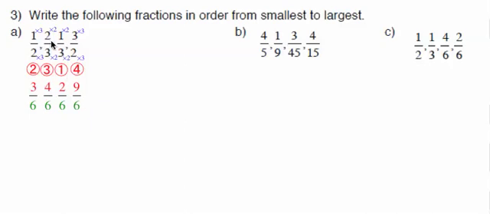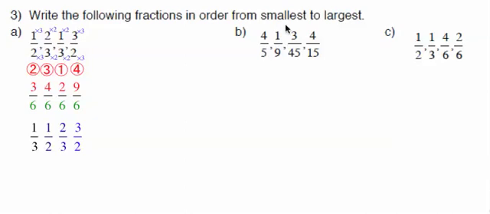Okay, so they're asking us to write these fractions in order, not the new fractions, right? So we're going to say, okay, the 1/3 is the smallest, then the 1/2, then the 2/3, then the 3/2. Okay, and that's how you do it. So let's go and do B.